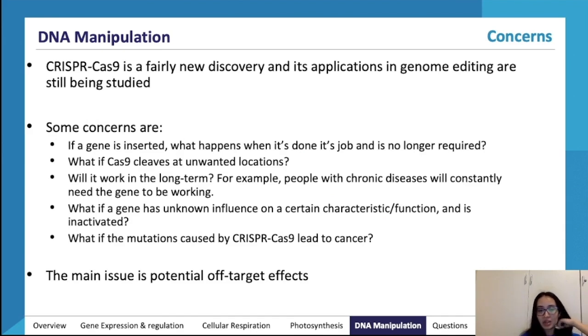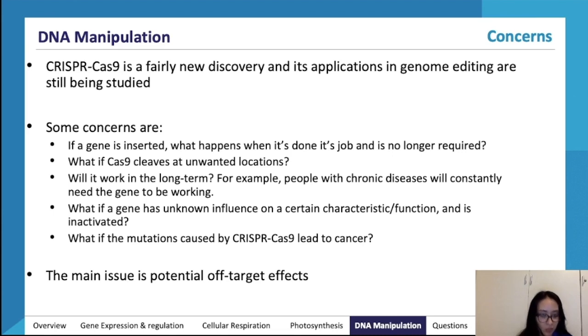CRISPR-Cas9 is a fairly new discovery. It's been around for a few years now, but it's super useful. It's been really involved in many different genome technology processes, which we'll probably discuss. Its applications in genome editing are still being studied, and there are lots of ethical laws relating to CRISPR-Cas9 and regulating its use, particularly in humans, but even in genome technologies relating to agricultural needs and farming. And so it is quite contentious at the moment, and there are lots of ethical concerns about it.